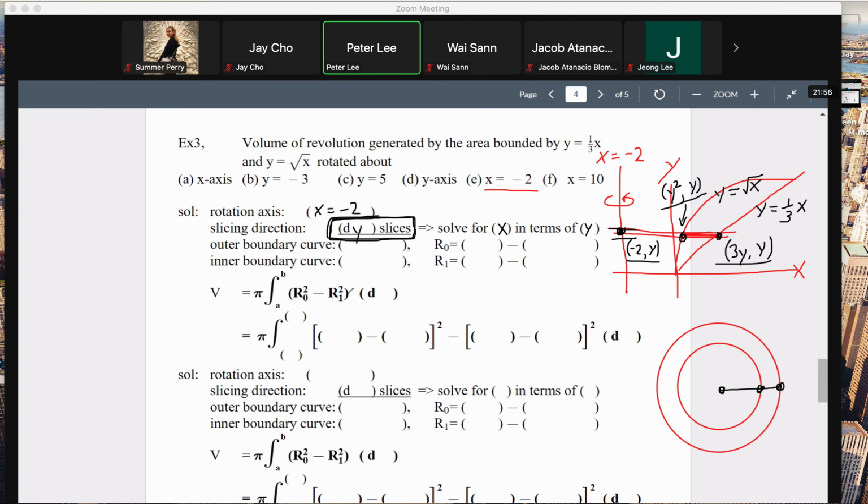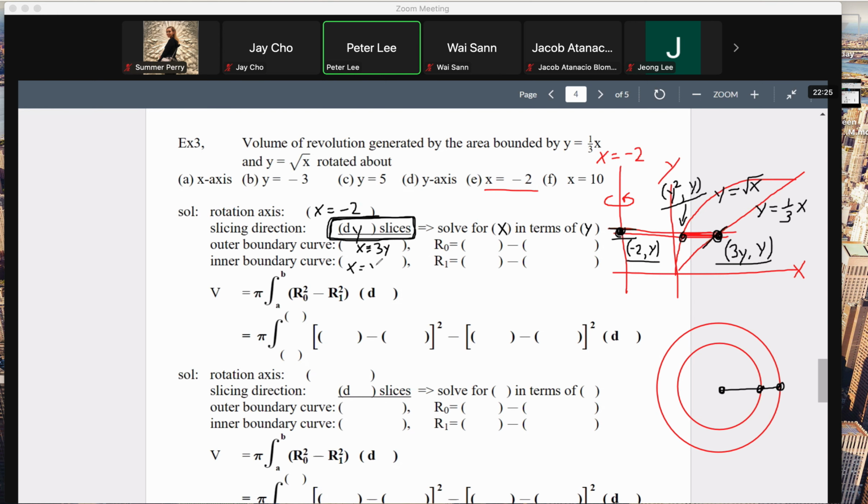All right? So now, what is the outer boundary curve? The outer boundary curve is this guy right here. This guy right here is the farthest away from the rotation axis. So what is the outer boundary curve? The outer boundary curve is now x equals 3y. Everything has to be written in terms of y. Therefore, x must be solved in terms of y as well. And then what is the inner boundary curve? The inner boundary curve is x equals y squared.